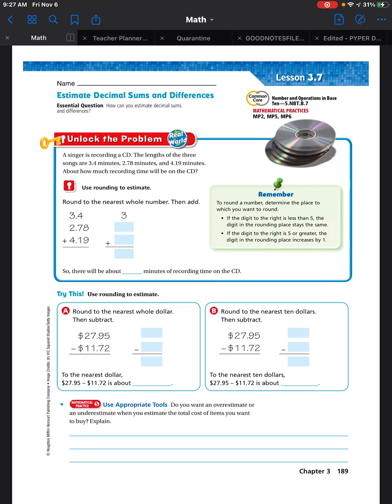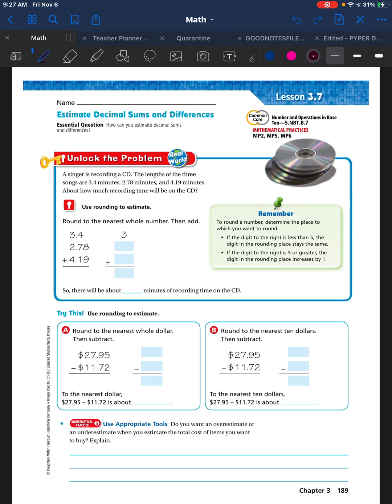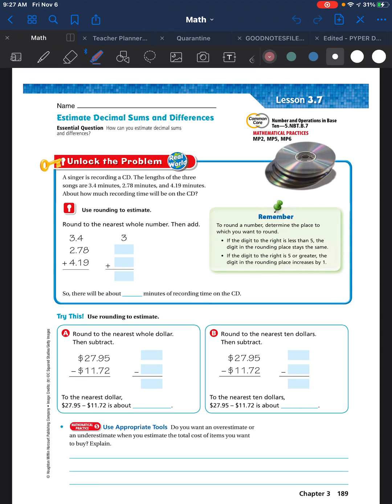So 3.4. If we look at our whole numbers, I'm going to just use the highlighter here to highlight our whole numbers. These are the ones we're going to round to. We always look to the right of them. So on this, we're going to look over here to the 4. Is 4 greater than 5? No. So we're going to estimate it to be 3. Then I look at the next one. I have a 7. 7's greater than 5, so we're going to estimate that one to be 3.